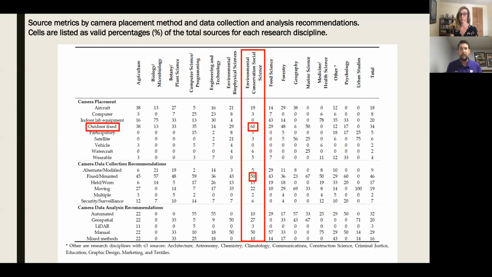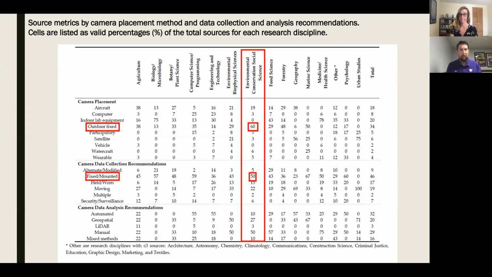If we highlight the area under camera data collection recommendations, we can see that in the papers, we tried to find places where recommendations were provided for how to use cameras in the future. And not surprisingly, fixed mounted cameras were also recommended for future studies, with moving cameras being recommended second, and also hand worn cameras being third. But again, fixed mounted being the predominant one.